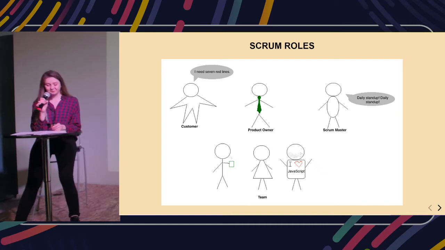Scrum roles. The first person is the customer, a person who has an idea and money. I specifically wrote this phrase for the customer, as there is a funny video about this situation, and you can see it on the internet. The video is called The Expert.